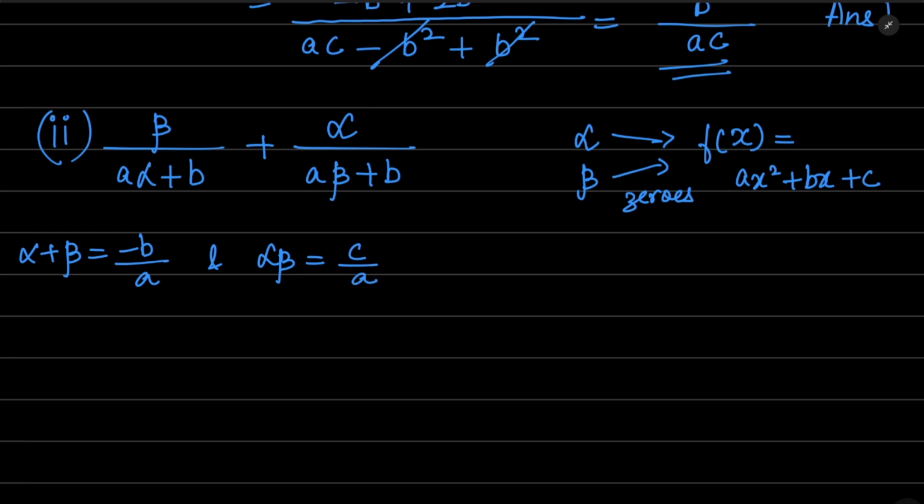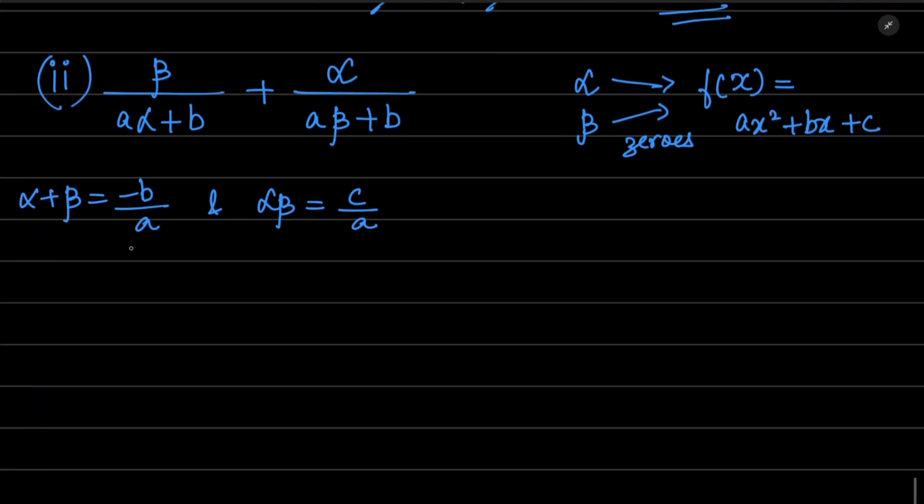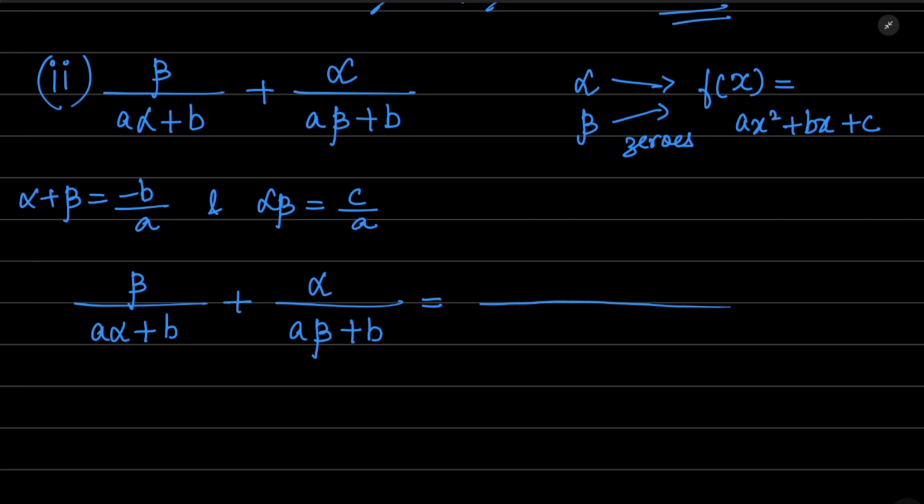Every time, even if it is the second question, the steps do carry the marks. So please do not skip writing these steps. Okay, so you are given alpha and beta are the zeros of the given polynomial. Do mention it and also write the sum of the zeros and product of the zeros and then start solving it. So beta divided by a alpha plus b, plus alpha divided by a beta plus b. Just the same as we did in the first question. The first step is to take the LCM.